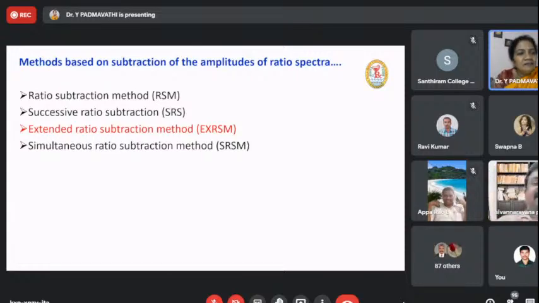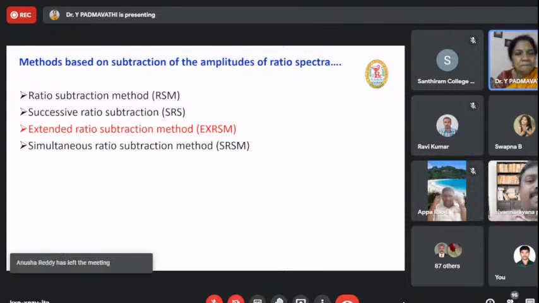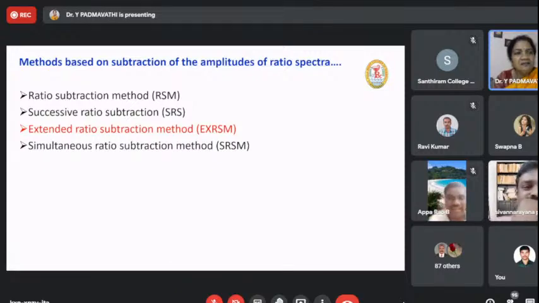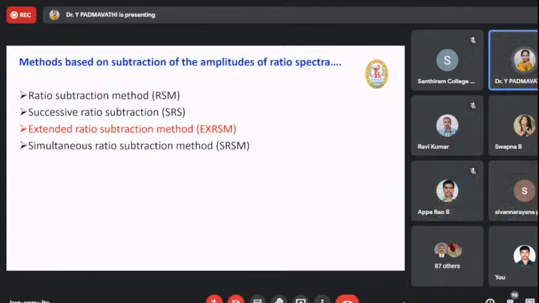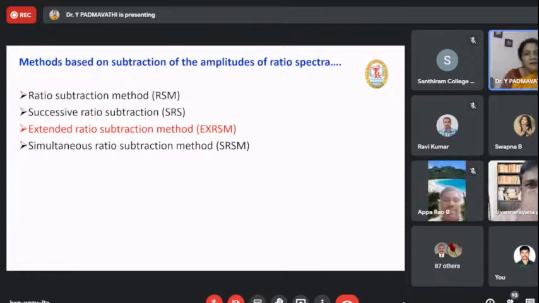You can see a very good number of publications worked out on this technique: ratio subtraction method, successive ratio subtraction, extended ratio subtraction method, simultaneous ratio subtraction method. These are very much used for analysis of samples, analysis of drug molecules even in the presence of degradation products. Usually HPLC is the technique used for developing stability indicating methods, but even by using these spectral manipulation approaches, you can develop stability indicating methods for analysis of drug molecules in presence of their degradants.